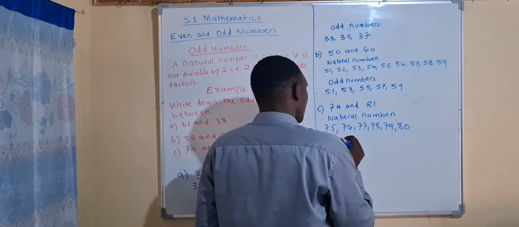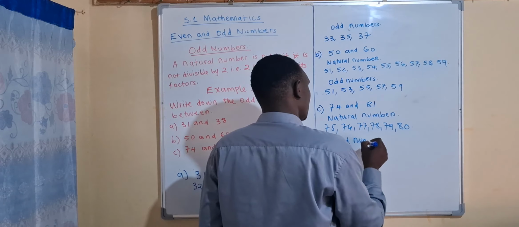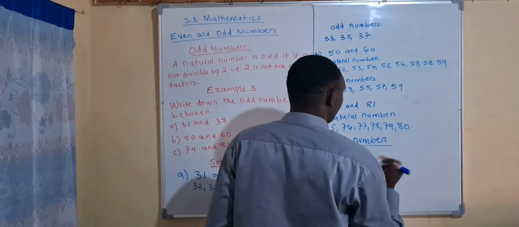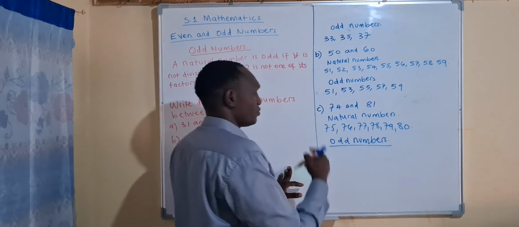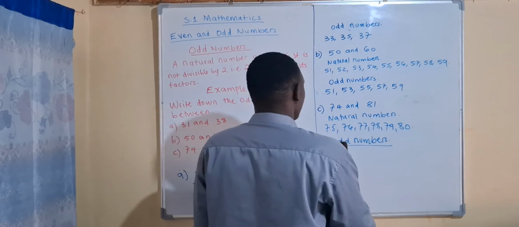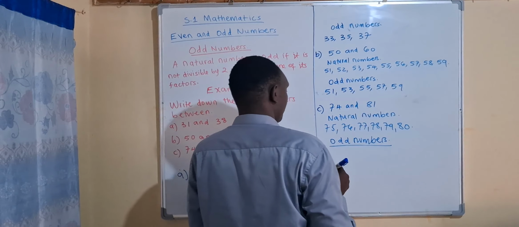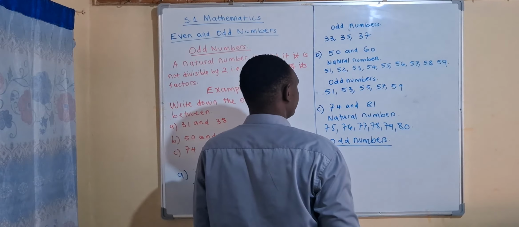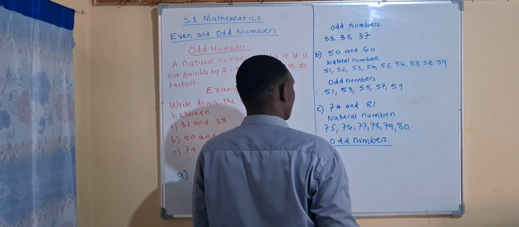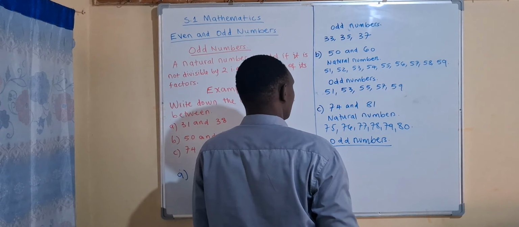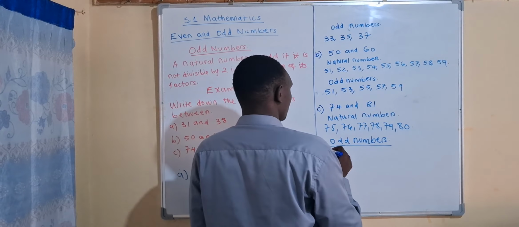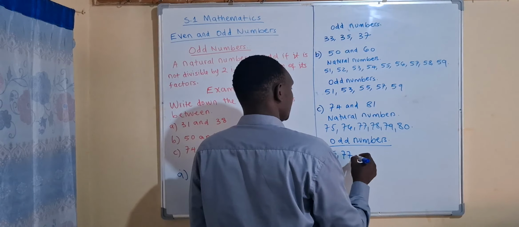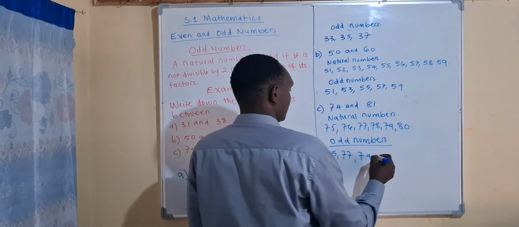So after that, then we come and look for odd numbers. In other words, we look for numbers that cannot exactly be divided into 2 as natural numbers. So 75 divided by 2, you get like 37 and there is a remainder of 1. So we shall just say 75 is odd, 77 is odd, and 79 is odd.